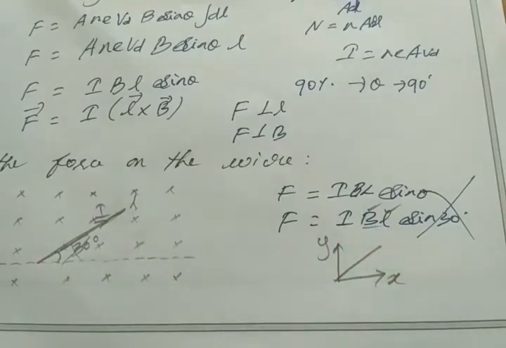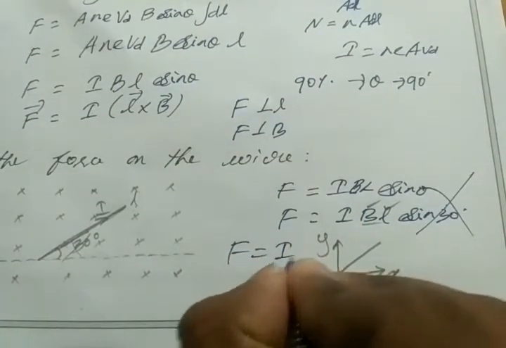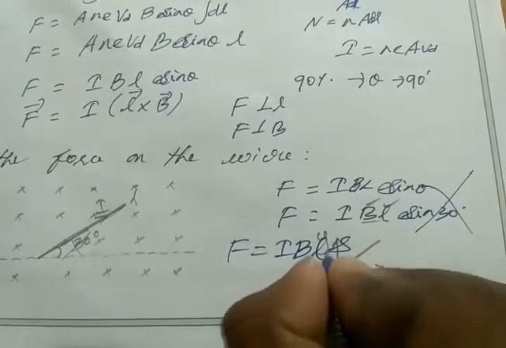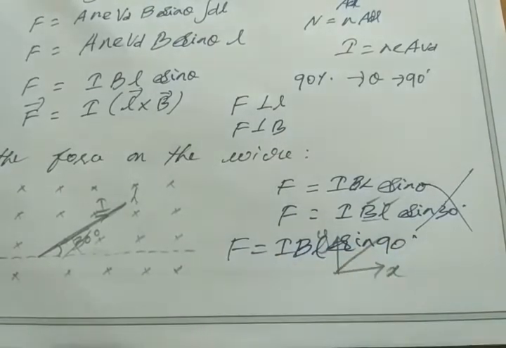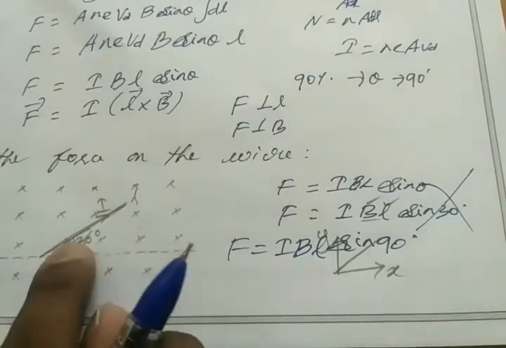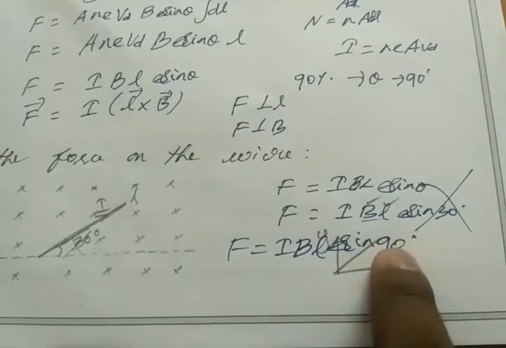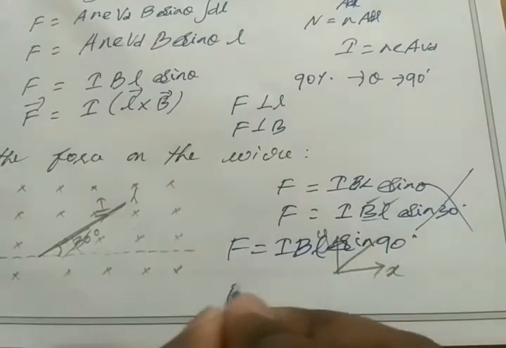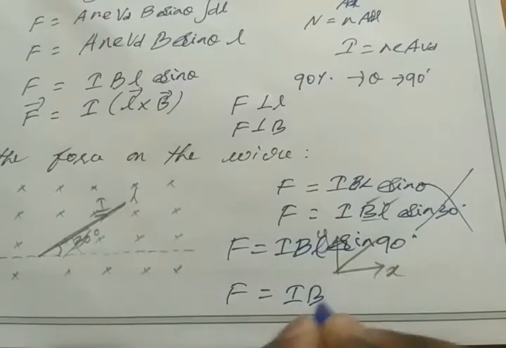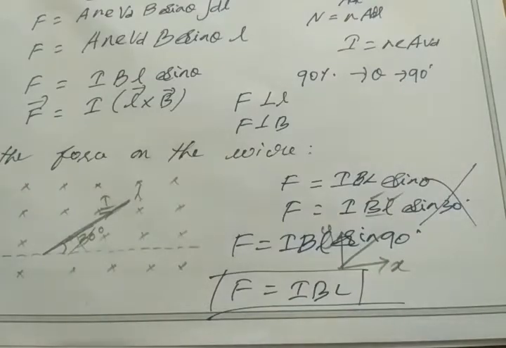Here our problem is F equal to IBL sine 90 degree. The length of the wire is in the XY plane, the magnetic field is in the Z axis, so it will create an angle of 90 degree. Then F equal to IBL. This is my final answer. Clear? So we'll go to the next problem.